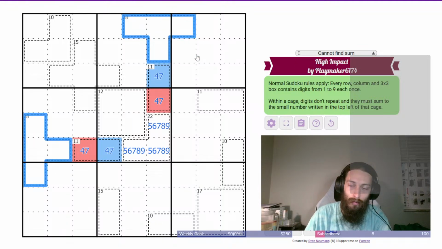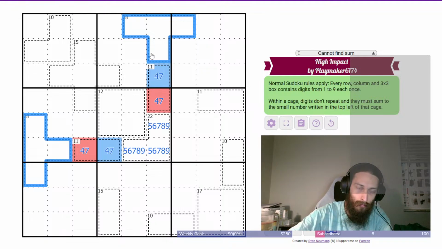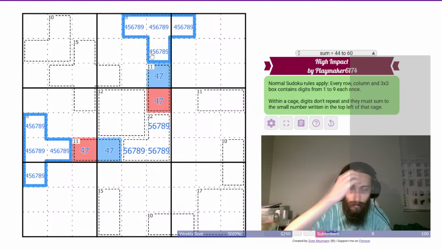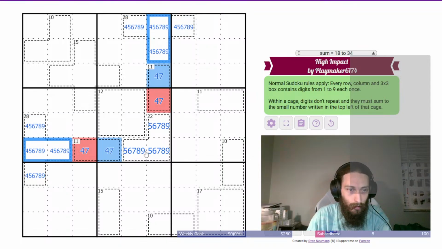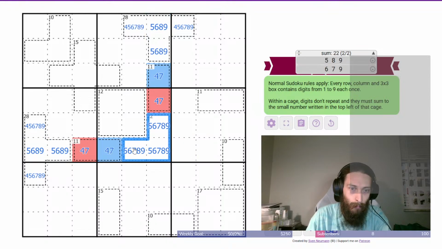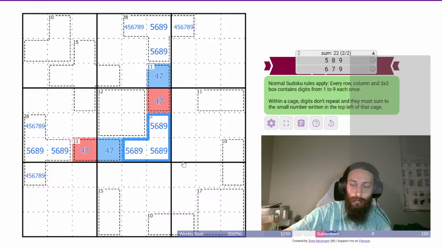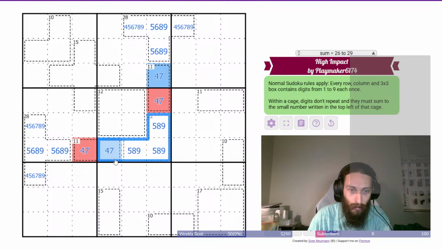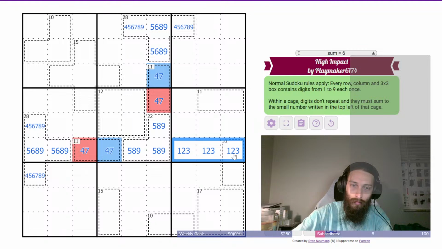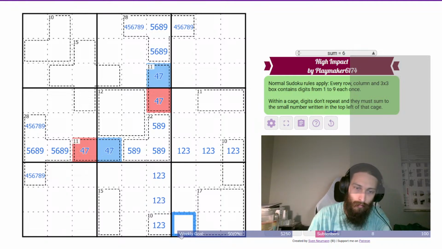Now, this 28 is 7, 8, 9, and 4, and then 5, 6. The 4, 7 is just ruled out of here. But this can't have a 7 in it, which is paired with 6. So this is 5, 8, 9. And we still have 5, 6, 8, 9. That's 1, 2, 3 left in the row and the column.